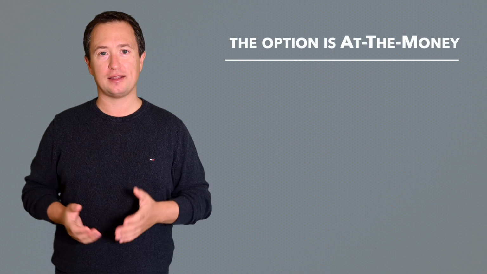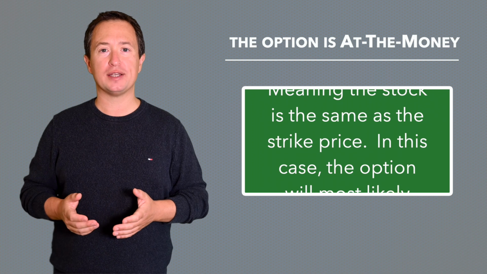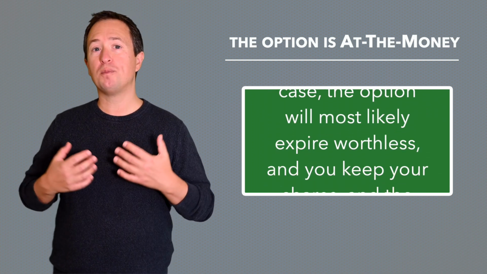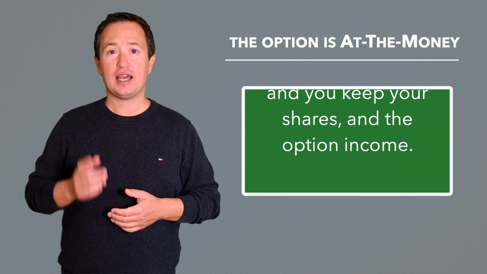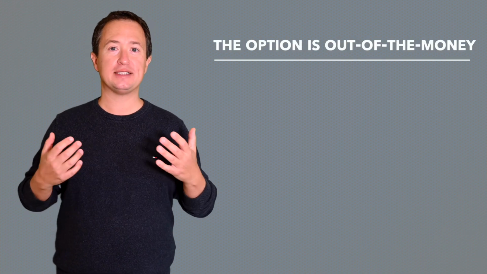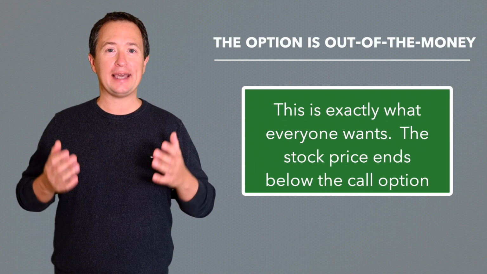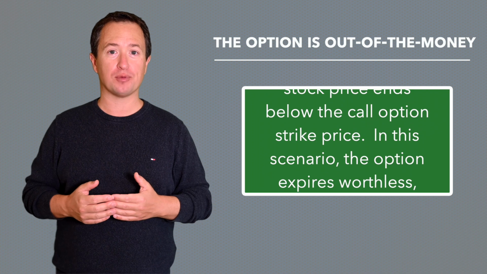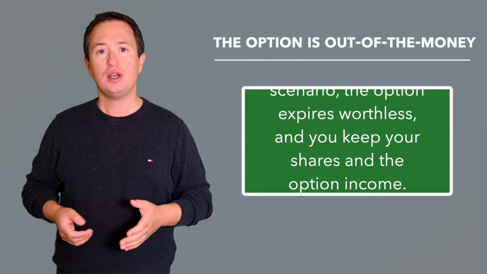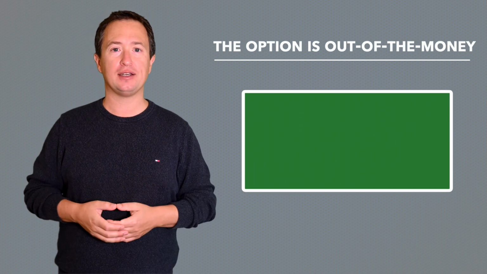The second thing that could happen is that the option is at the money, meaning the stock is the same price as the strike price. In this case, the option will most likely expire worthless, and you get to keep your shares and the option income. The third thing that could happen is that the option is out of the money, and this is exactly what everybody wants. The stock price ends below the call option strike price. In this scenario, the option expires worthless, and you keep your shares and the option income.